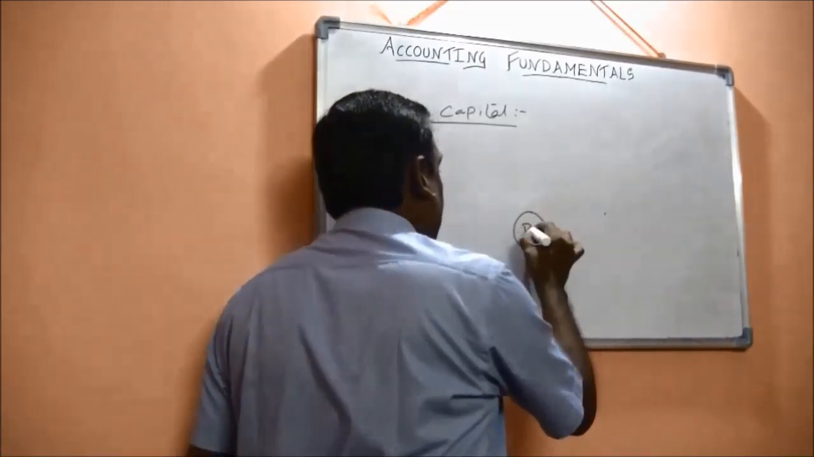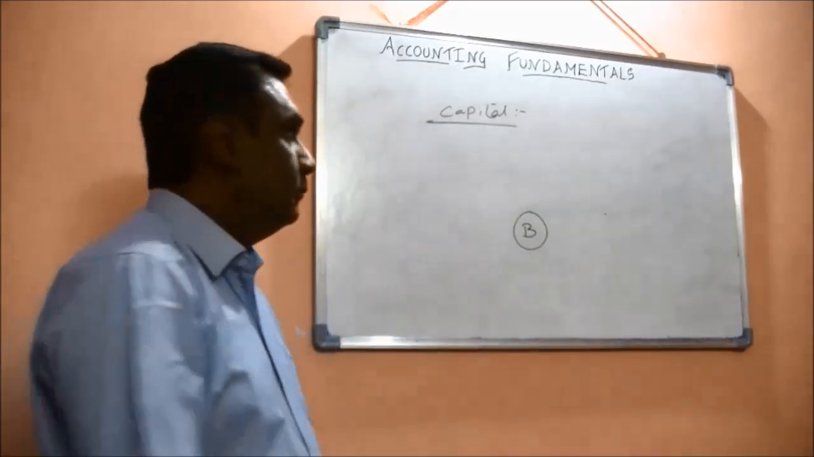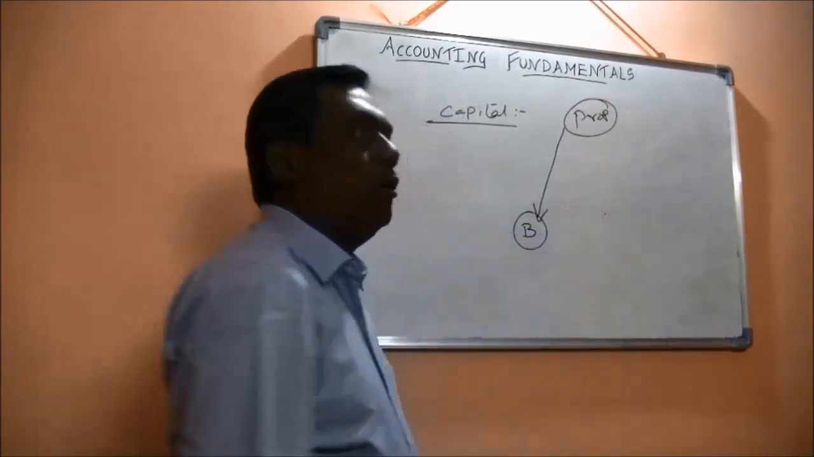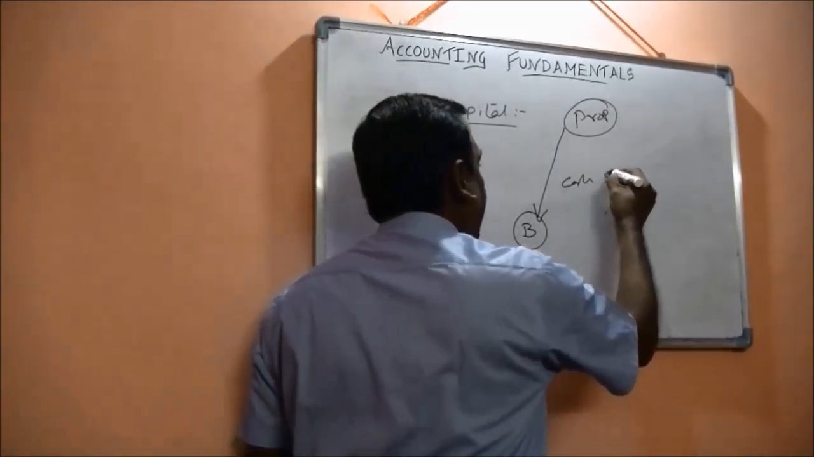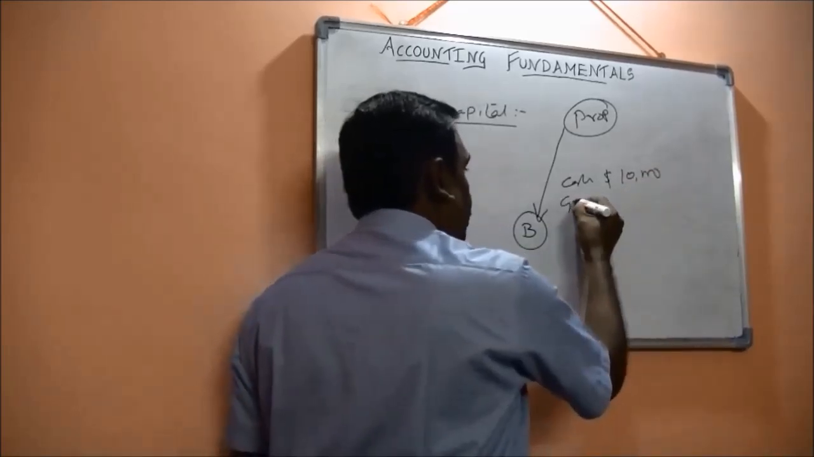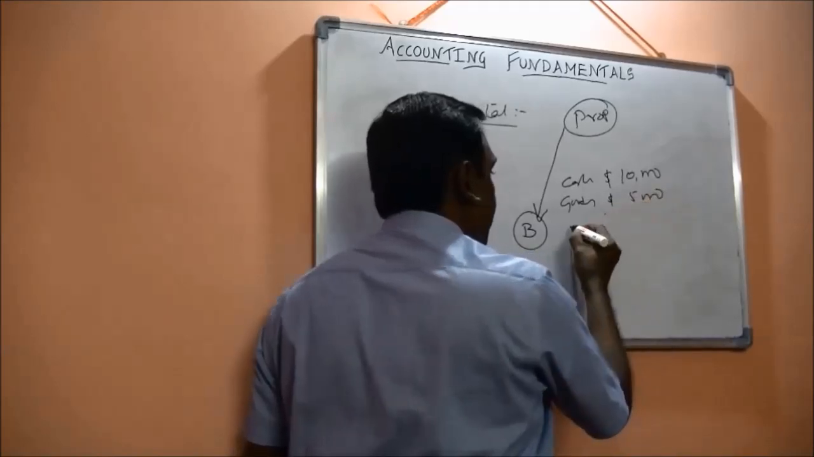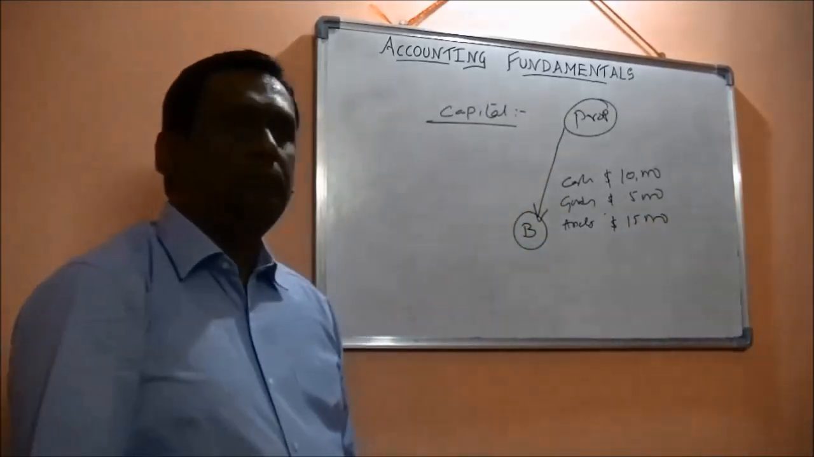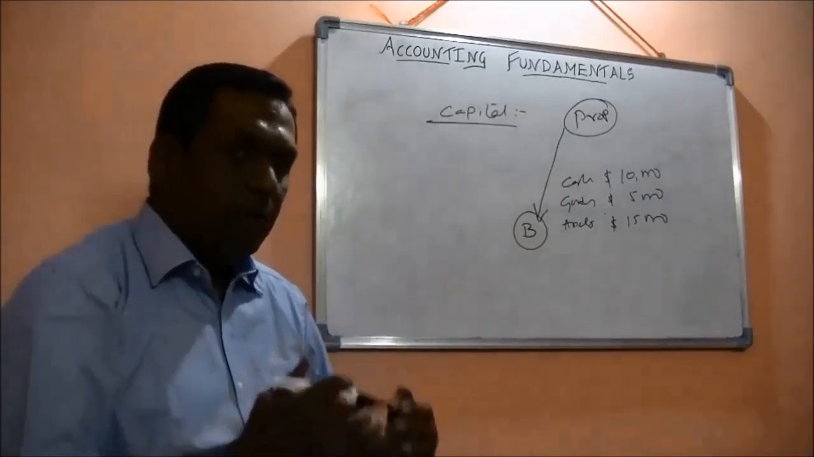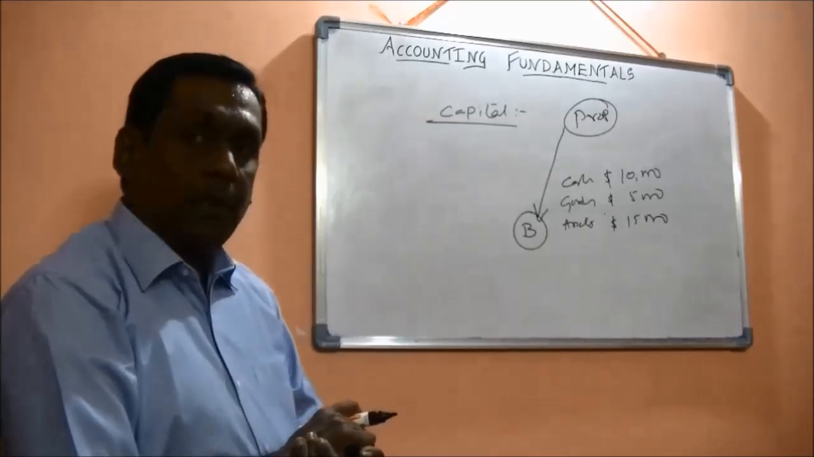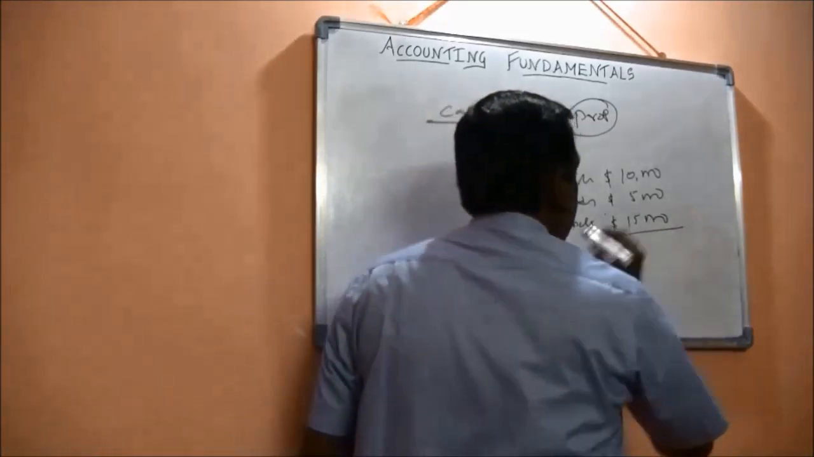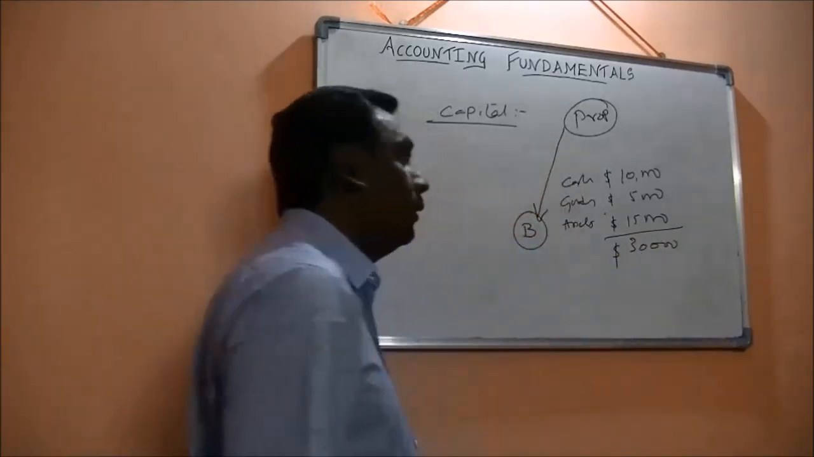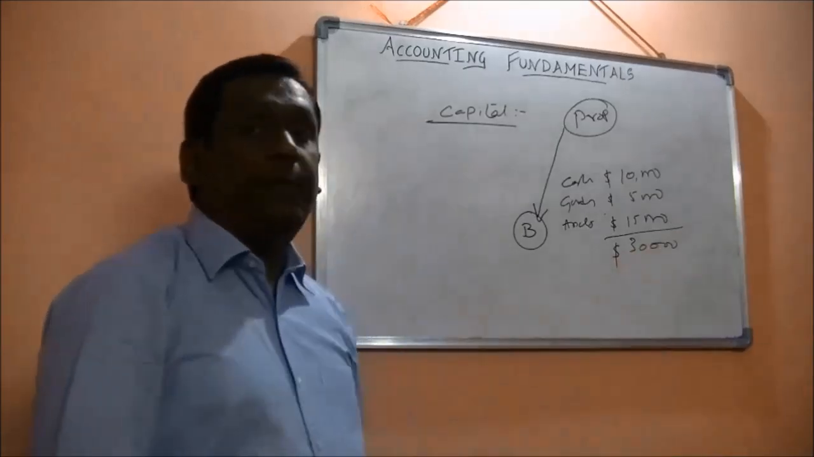For example, this is the business. The proprietor brought in cash $10,000, goods $5,000, assets worth $15,000. He brought these into the business for the commencement of the business. So what is the capital here? $30,000 will be your capital.